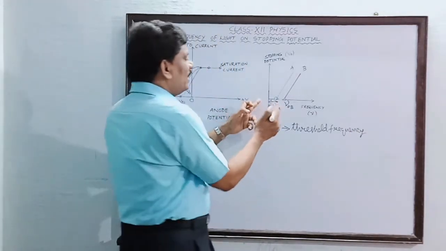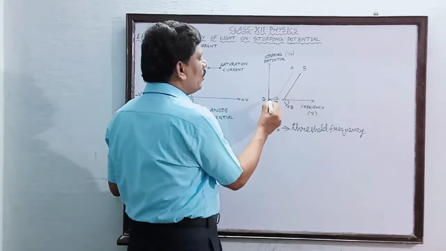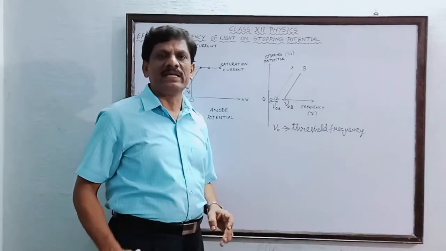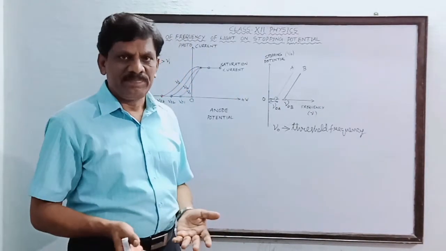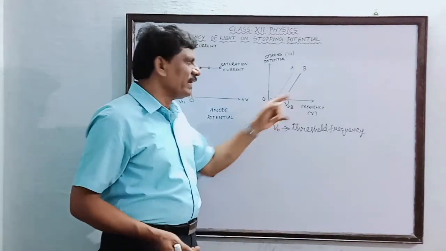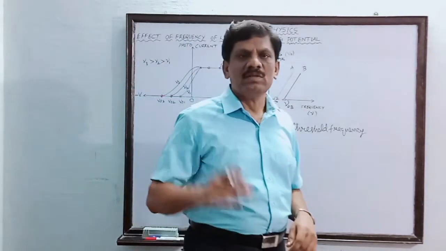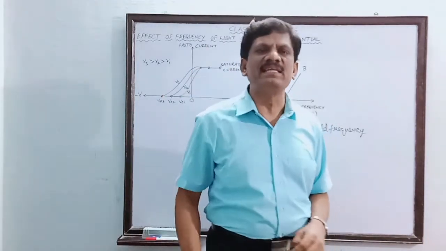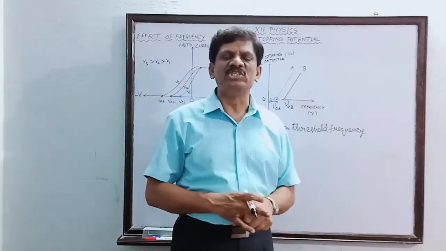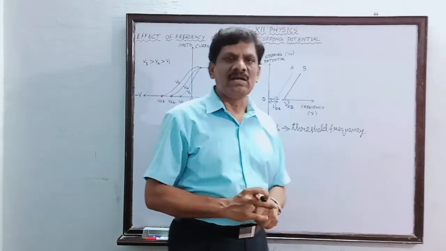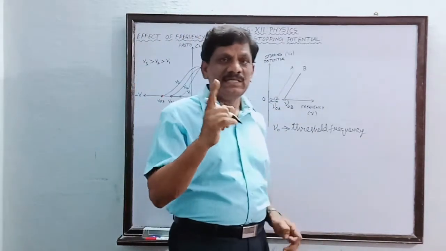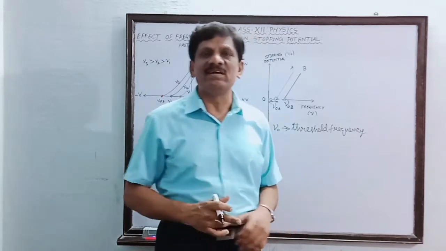In this graph, up to a certain minimum frequency, the photoelectron is not emitted. So beyond a certain minimum frequency only, the photoelectric emission takes place. This minimum frequency of the incident radiation, beyond which the photoelectric emission takes place, is called the threshold frequency. This is irrespective of the intensity of the light.